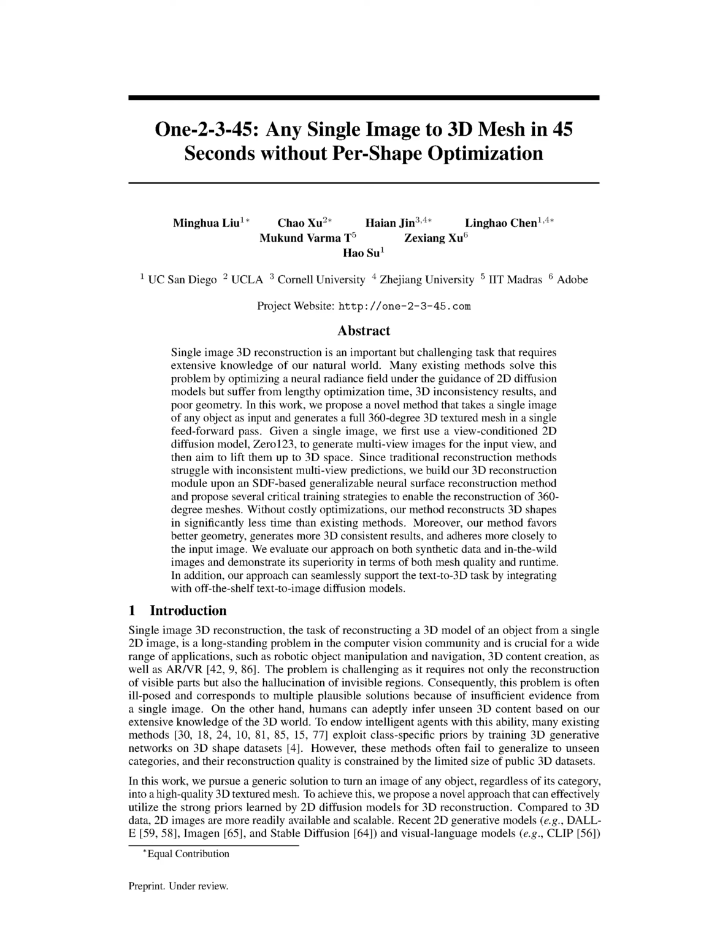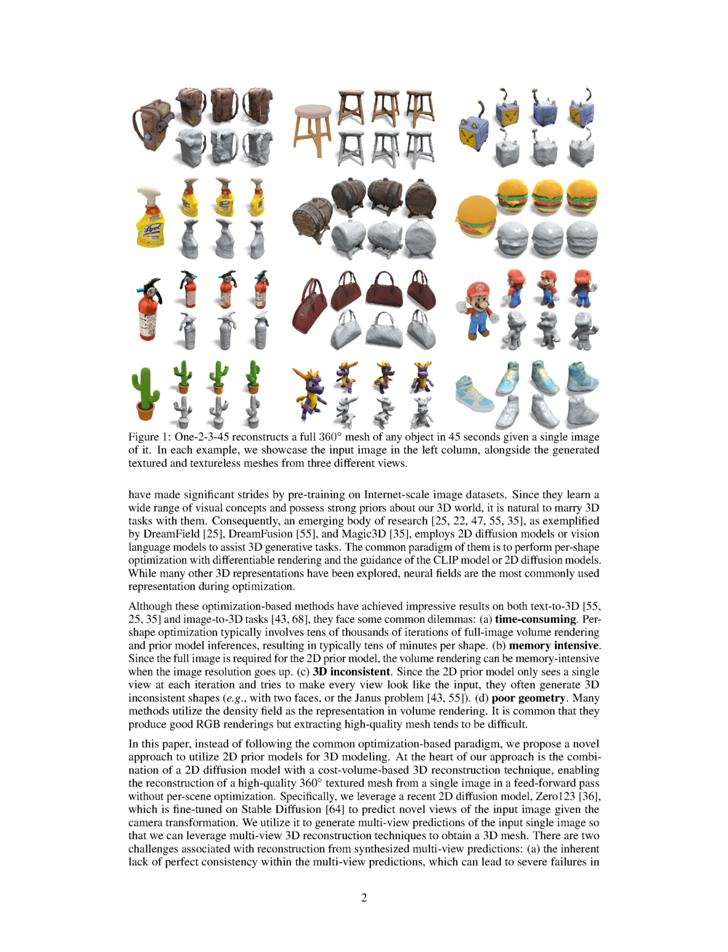Given the greater accessibility and scalability of 2D images, recent 2D generative models like DALL-E, Imagen, and Stable Diffusion have made substantial progress by training on large internet-scale image databases. By combining these models with 3D tasks, we aim to further enhance their capabilities. Indeed, research such as DreamFields, DreamFusion, and Magic3D has begun to utilize 2D diffusion models to assist 3D generative tasks. Despite the successes of these optimization-based methods, they encounter several common challenges.